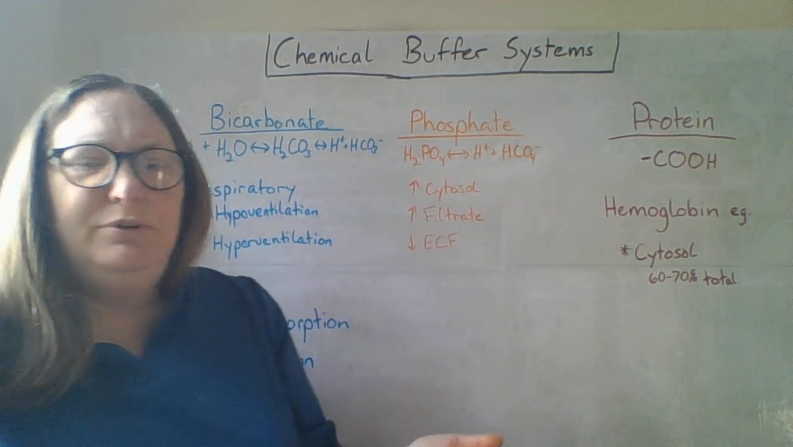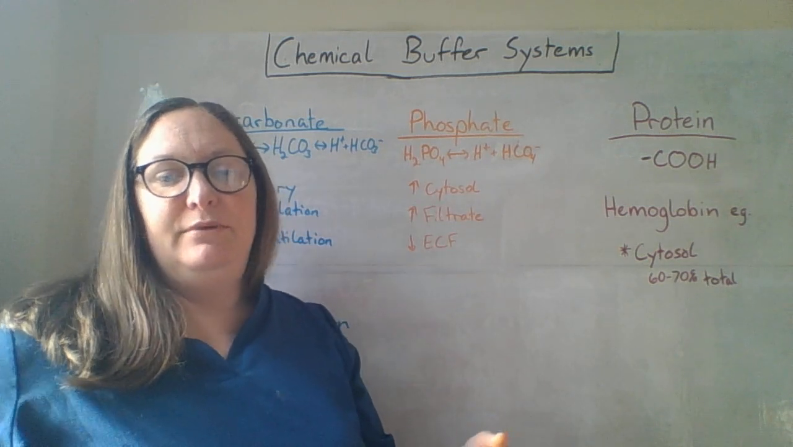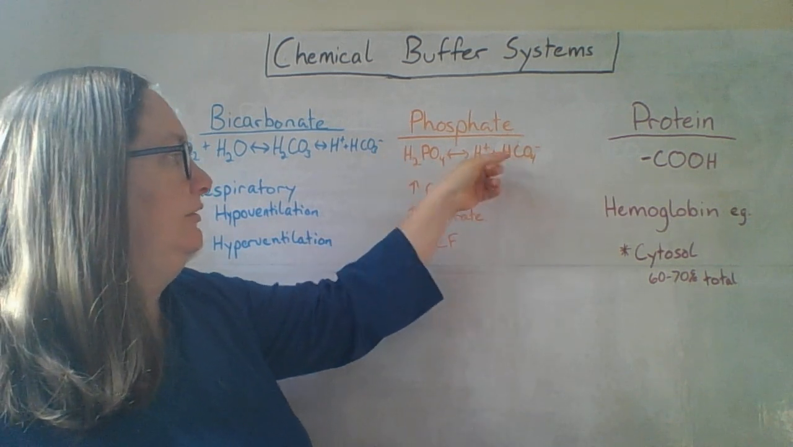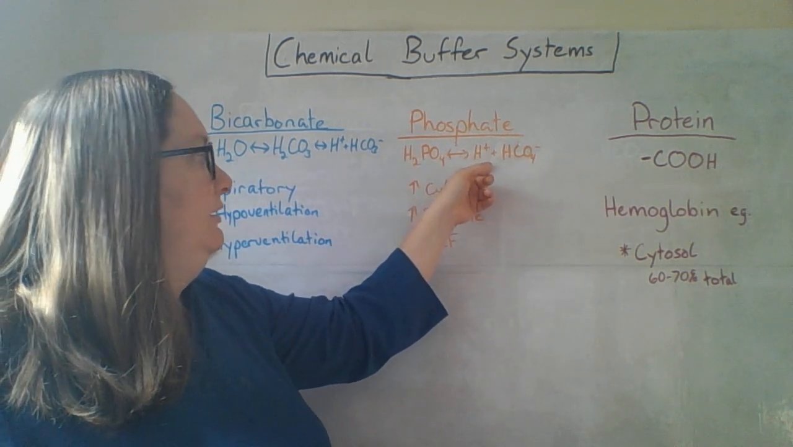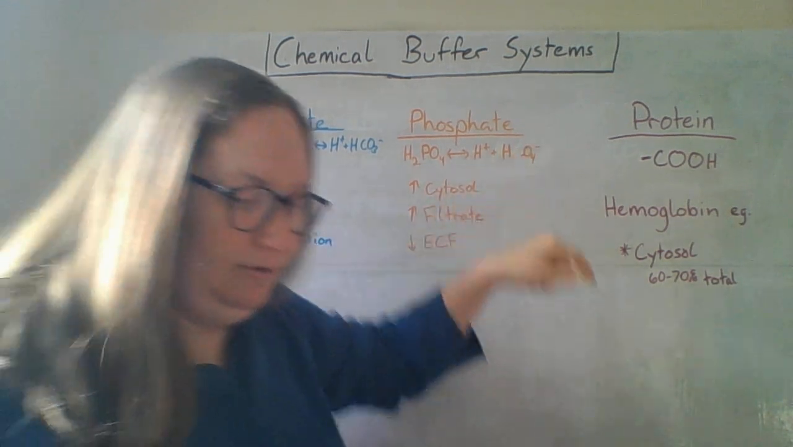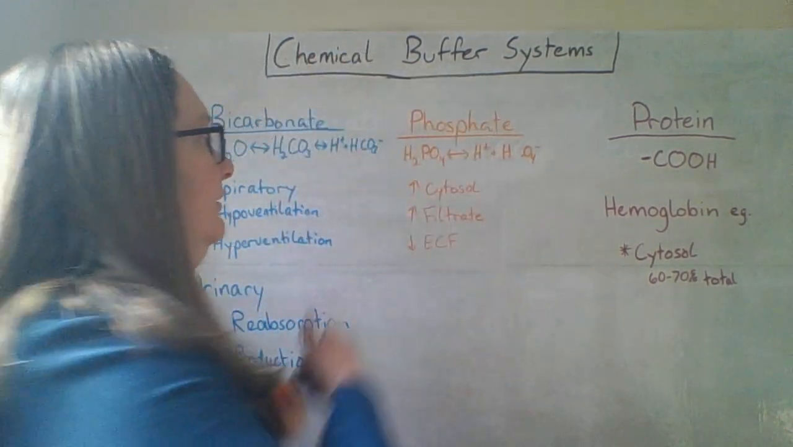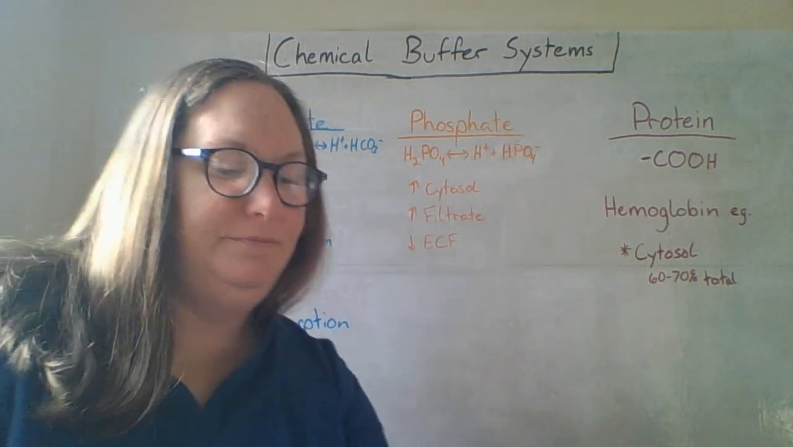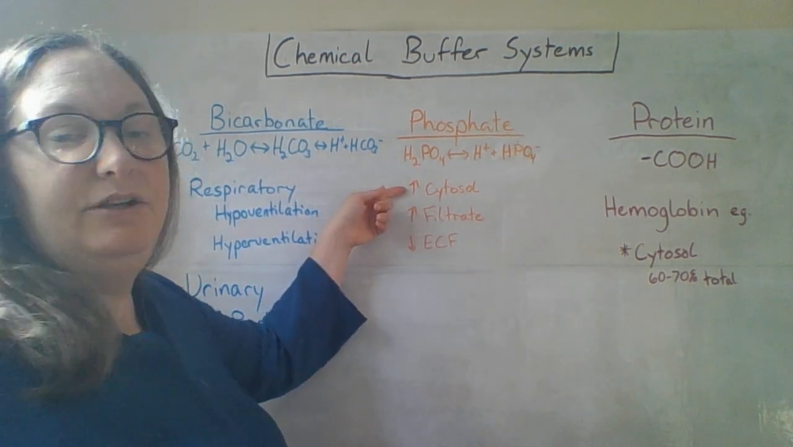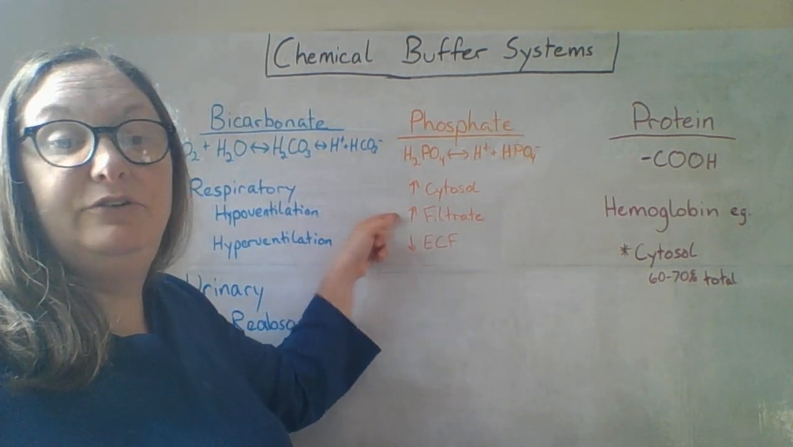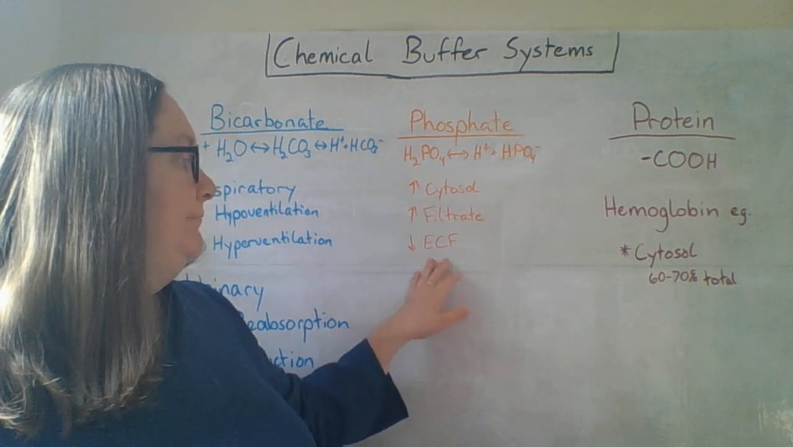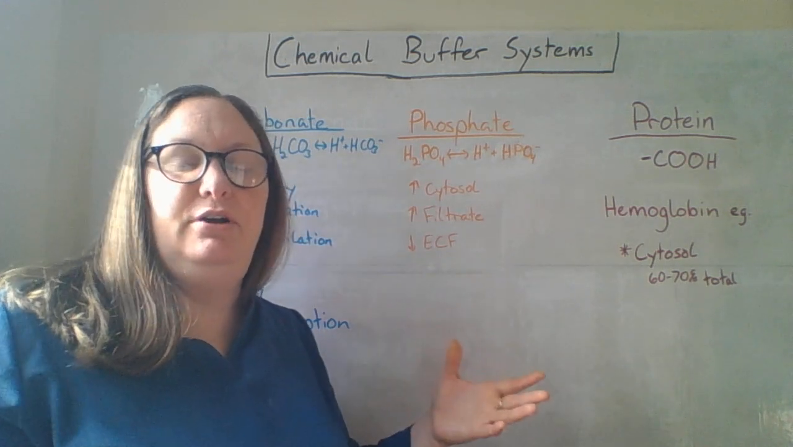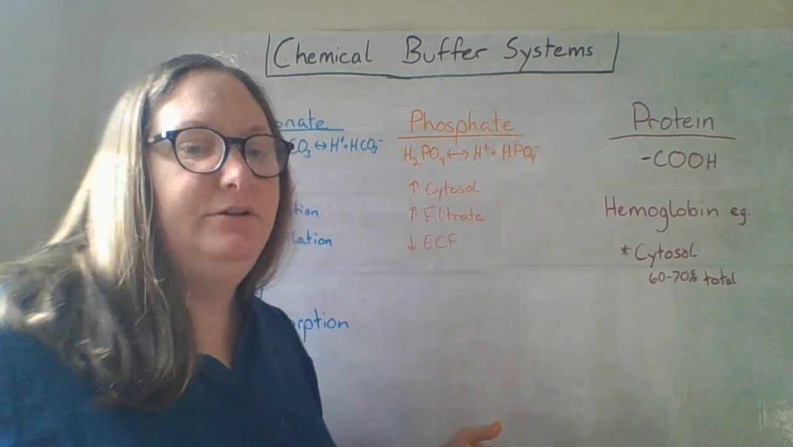Alright. Phosphate buffer system. The book doesn't have much on it. We don't talk about it much. I think you get a whole paragraph in the book. But H2PO4 can dissociate into H and HPO4, oops, that should be a P, not a C. I'm so used to writing carbon for the bicarbonate. Alright, so we see it's a lot higher in the cytosol and in the filtrate in the nephron. It's low in the extracellular fluid. It's important, but it's not a huge percentage of the buffering.